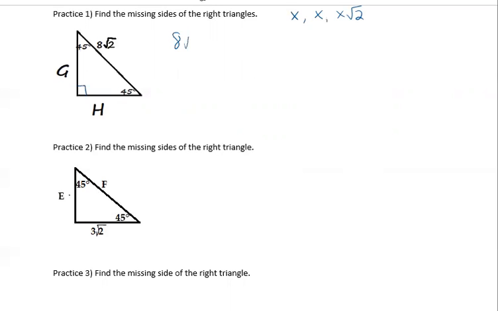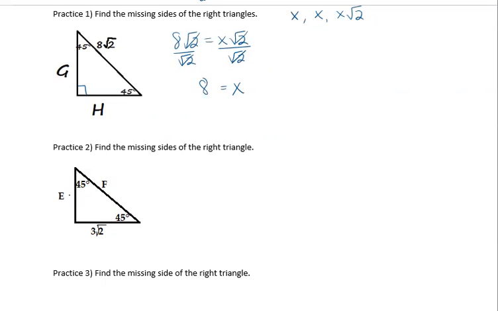So we'll have 8 square roots of 2 is x square roots of 2. So I want x by itself because that's what I'm solving for. So I'm going to divide by what's multiplied by x. Over here, the square root of 2 over the square root of 2 is 1, so I just have x. And over here, oh, look, that's nice. The square root of 2 over the square root of 2 is 1. So I'm left with 8.